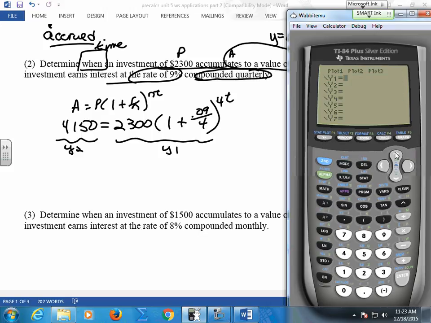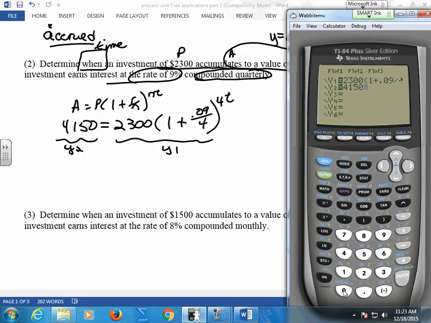So first one, we're going to put in the right side of this equation. 2,300, stay with me on this. 1 plus, just like you read it, just like you would do this without the graph. Raised, and we use the x still. Raised to the 4x. Now, 4150 goes in my y2.